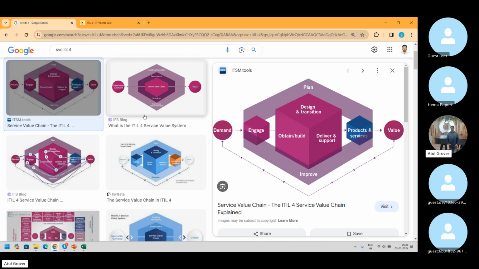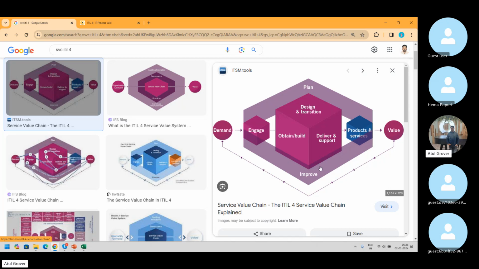So it says, start from demand to value. That is the core area. This is plan. This is improve. Start engaging the people required for your product and service in the planning as well. See how the planning is going, how the results of planning are coming in, and improve it. Design and transition, plan and improve it. Build, plan and improve it. Deliver, plan and improve it. And finally, product and services, plan and improve it.